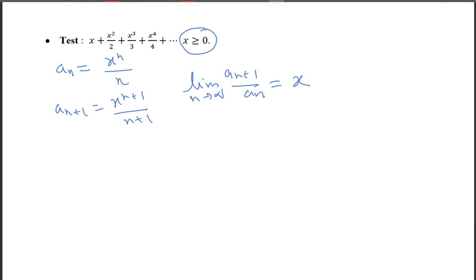So the convergence depends upon this value x. I cannot say divergent or convergent. This convergence depends upon the value of x. If x is less than 1, then convergent. If x is greater than 1, then divergent. For x equal to 1, I can't say. You cannot say the convergency using D'Alembert's ratio test.